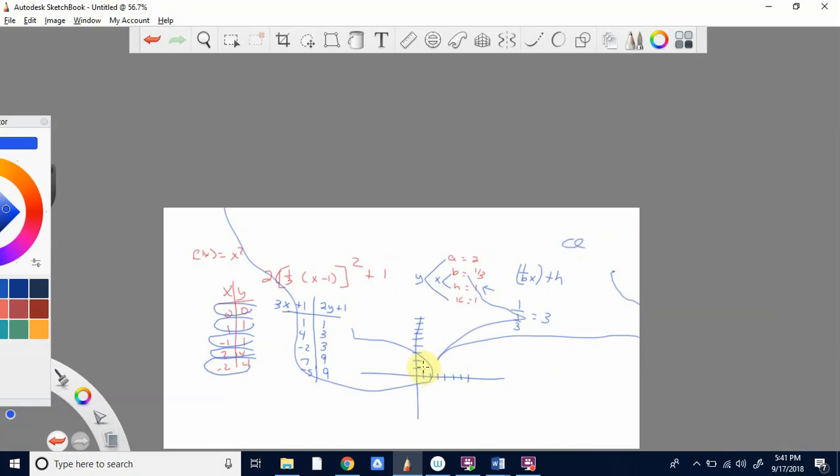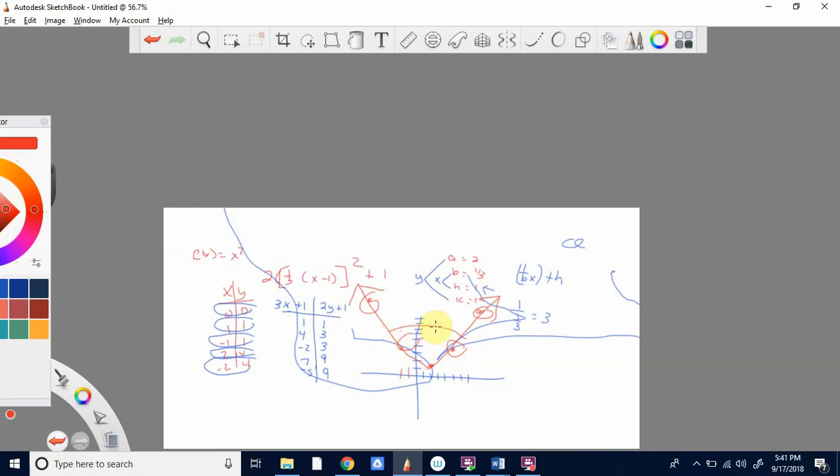Okay, so we're going to plot 1, 1. Let's do a different color. 1, 1, 4, 3, negative 2, 3, 7, 9, negative 5, 9. And our graph, obviously it's not perfect because it's not graph paper, but you are going to do these on graph paper, and you're going to label these points, so we have the perfect width of our dilation. If you notice, we have both a vertical and a horizontal dilation.